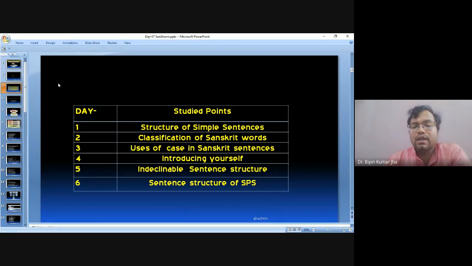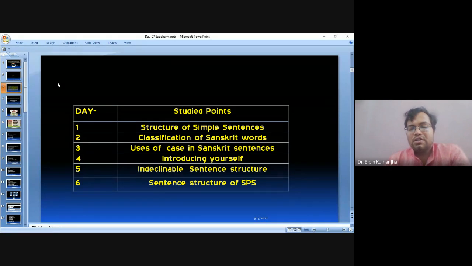The fifth class was on indeclinables, because on the second day we had already studied Nipat. But on the fifth day we specifically studied indeclinables so that we can use them while we are studying the text and creating sentences. And not only on the fifth day, but today or whenever we read the text, we will try to find all these things.